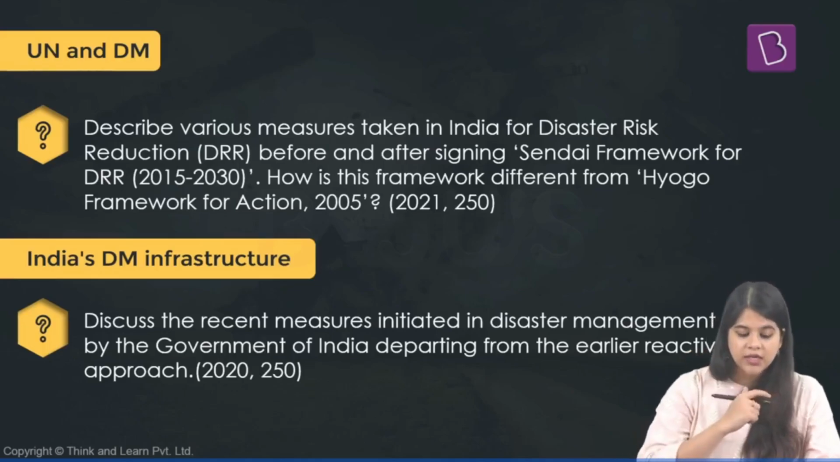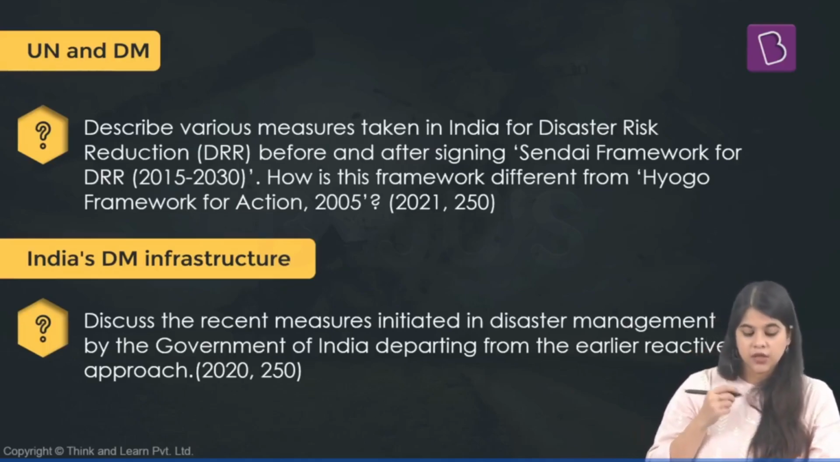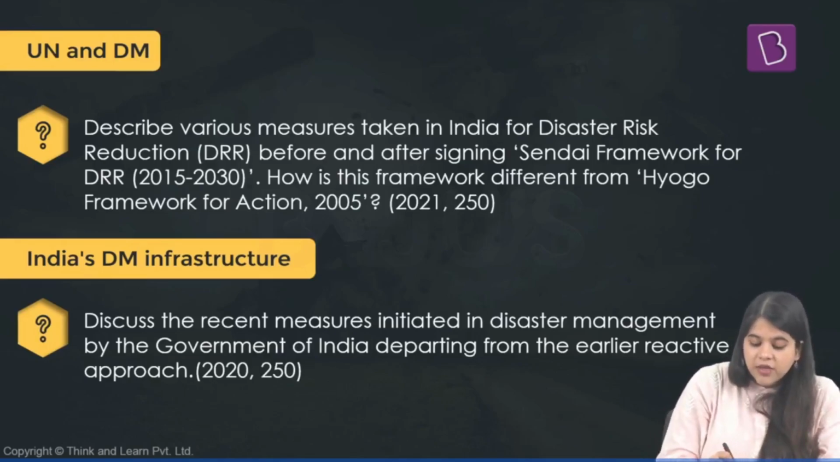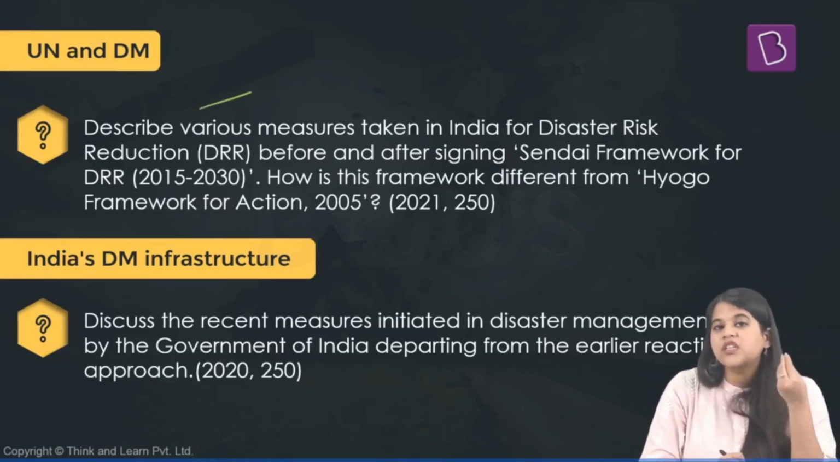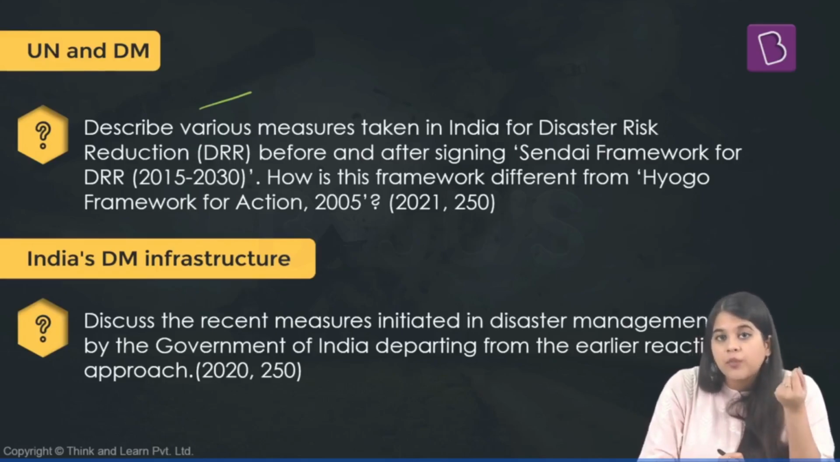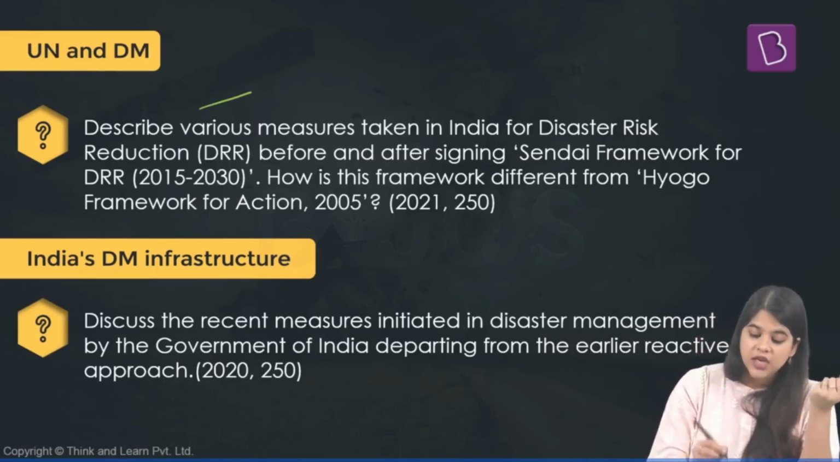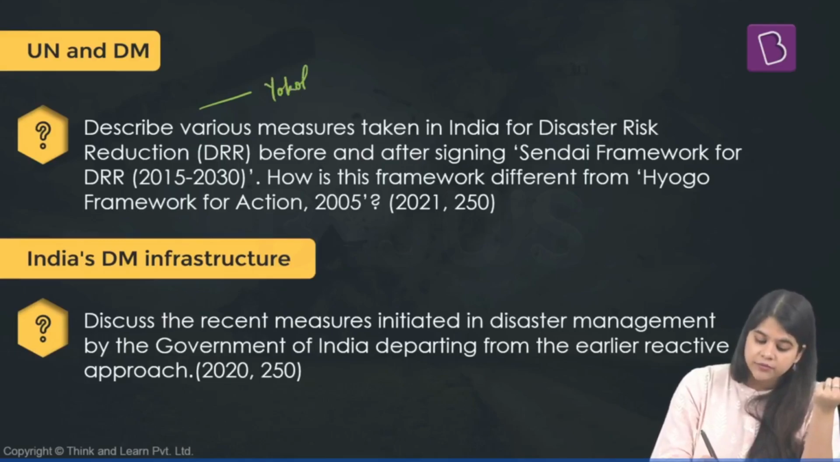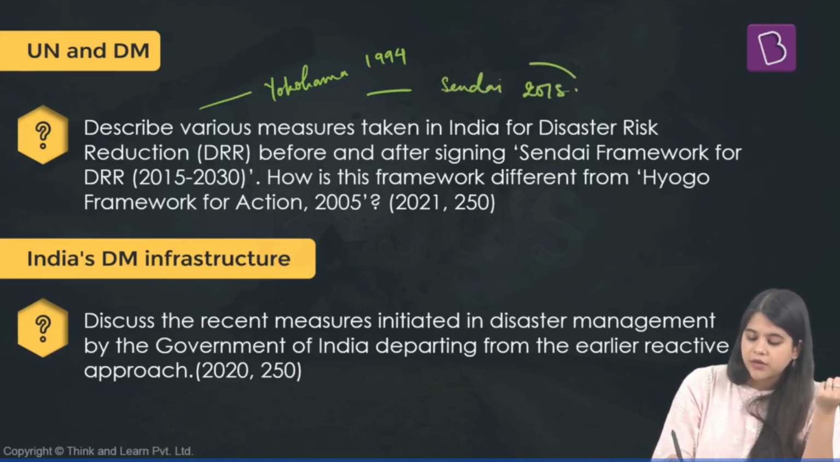Next, we come to the United Nations and disaster management. There have been questions related to the various frameworks that have been adopted by the United Nations, ranging from Yokohama in 1994 to the Sendai Framework in 2015.